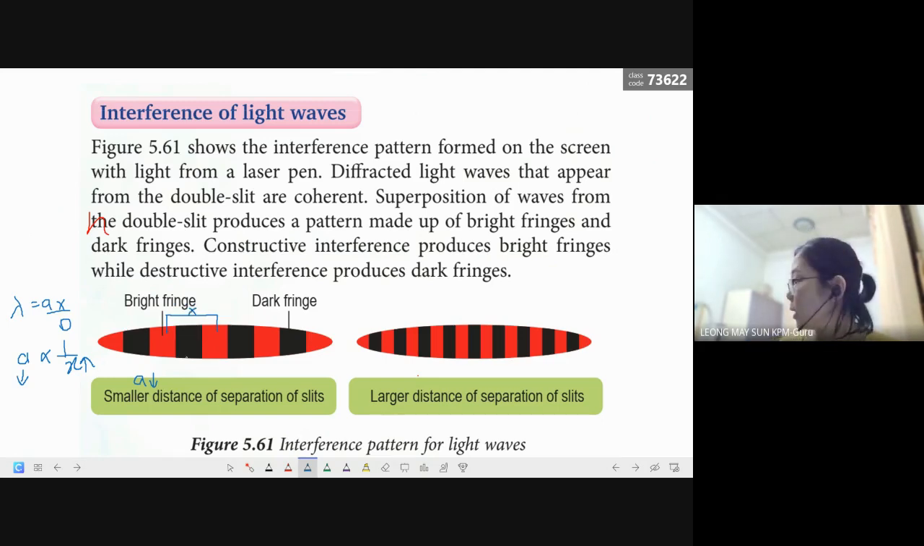So when it increases, the pattern that we see is actually less: 1, 2, 3, 4, 5. There's only 5 bright fringes that we see. When the distance of separation of the slits is large, A is greater, because it's inversely proportionate, the X distance between two bright fringes will decrease. When it decreases, we see more interference patterns: 1, 2, 3, 4, 5, 6, 7, 8, 9, 10. We see 10 interference patterns. So we'll see more patterns. That is what I meant by my message just now.